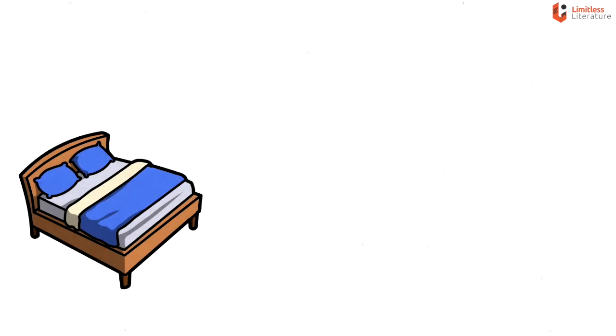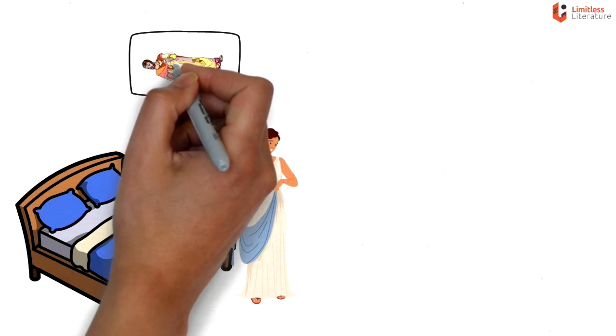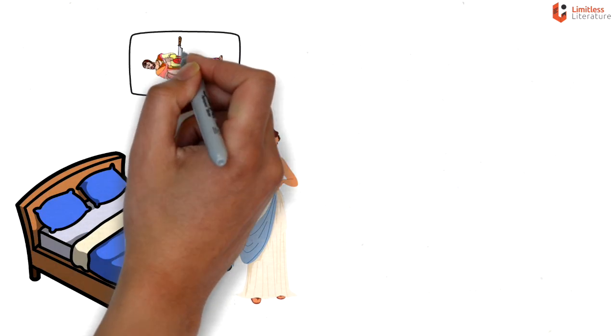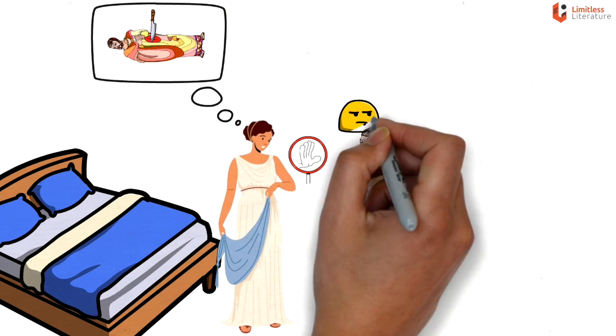We have the wife of Caesar named Calpurnia. She had a scary dream about Caesar getting killed. She talked to Caesar and begged that Caesar should not go to the Senate meeting. But Caesar did not listen to her.